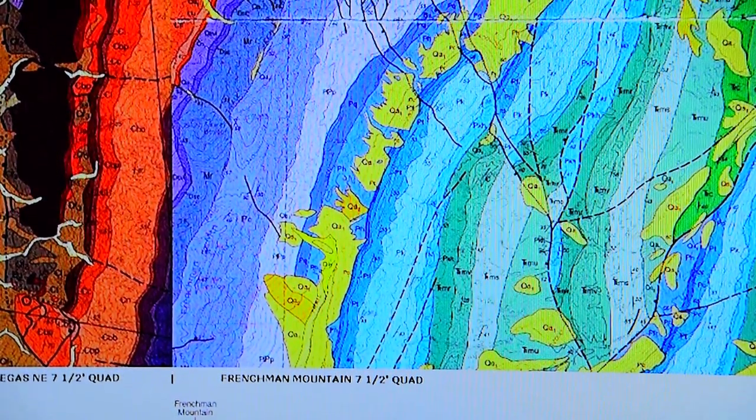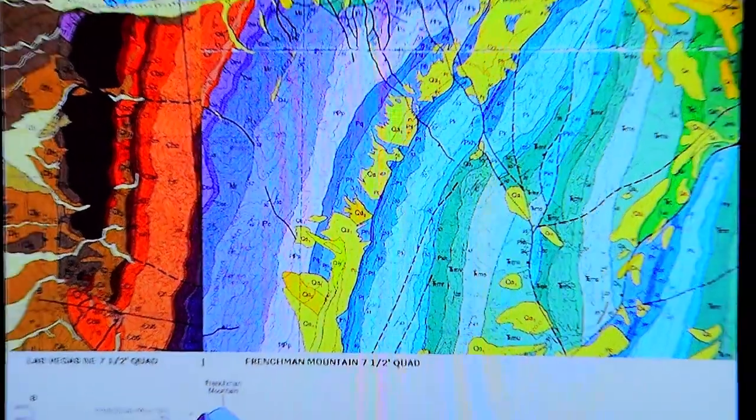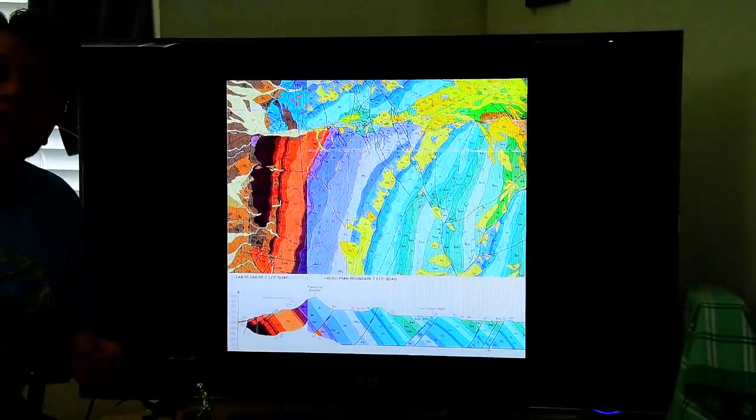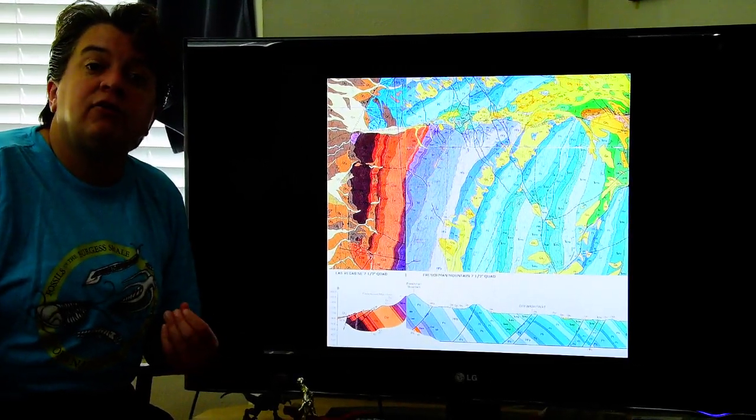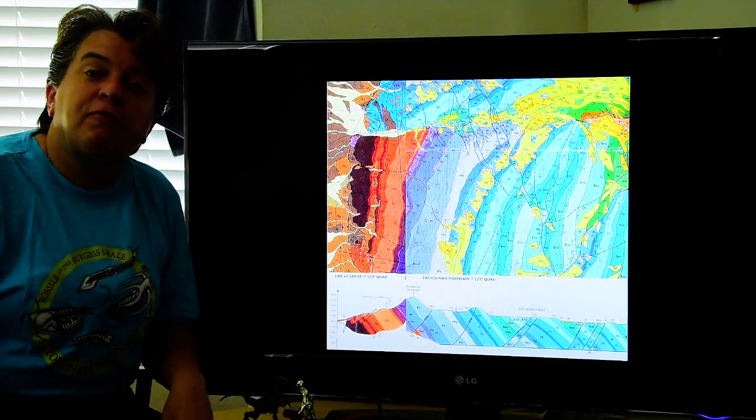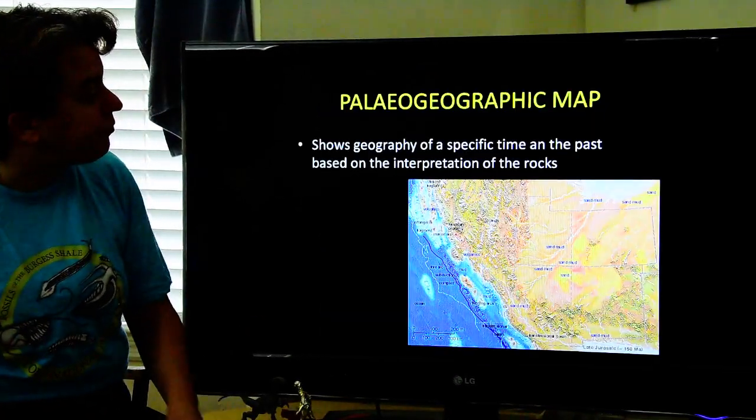And a little bit later on in the semester, you're going to have a lab where you look at different geologic maps and interpret the history from them.